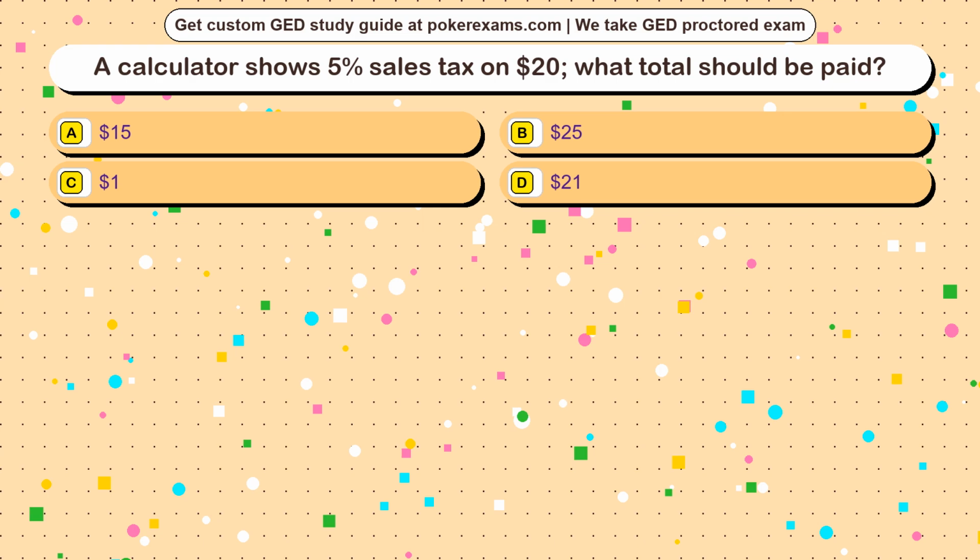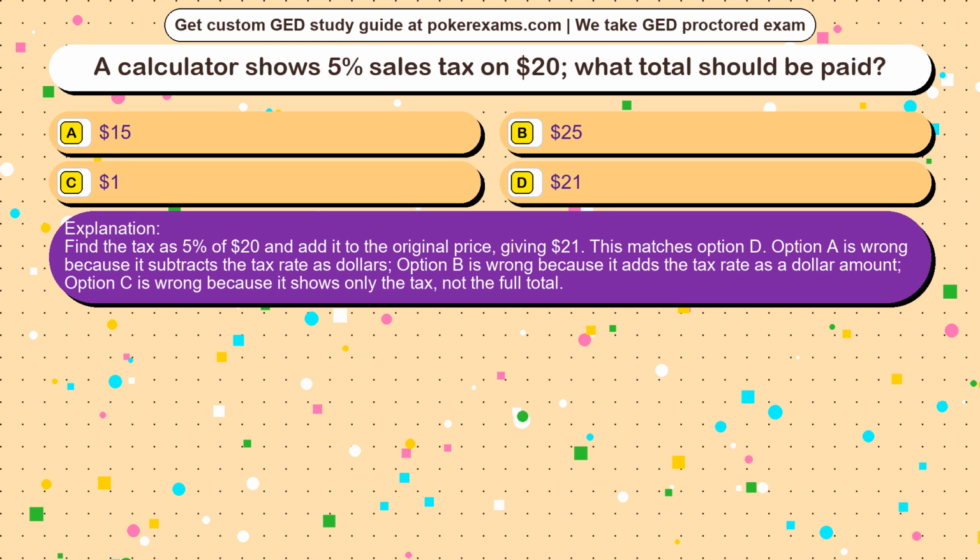The correct answer is option D. Find the tax as 5% of $20 and add it to the original price, giving $21. This matches option D. Option A is wrong because it subtracts the tax rate as dollars. Option B is wrong because it adds the tax rate as a dollar amount. Option C is wrong because it shows only the tax, not the full total.